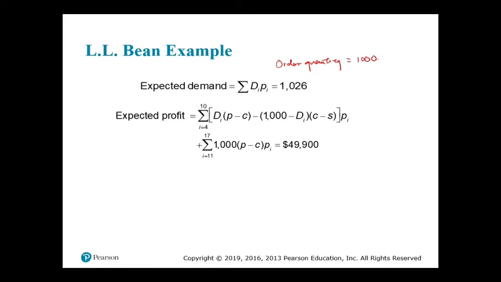Now, the expected profit depends on what the demand ends up to be. So there could be two scenarios. One scenario is when I have leftover inventory, and the other scenario is when I don't, or when I sell out. So this first term is for the scenario with leftover, and then the second term is when I have a stock out.